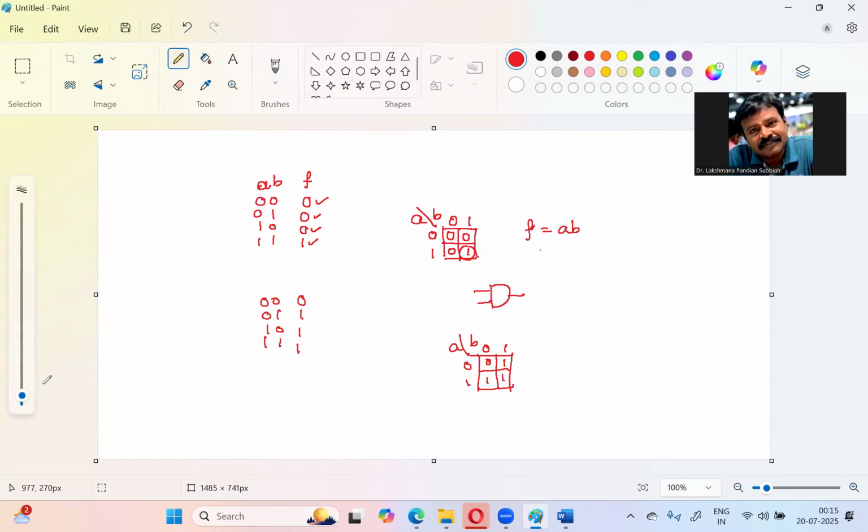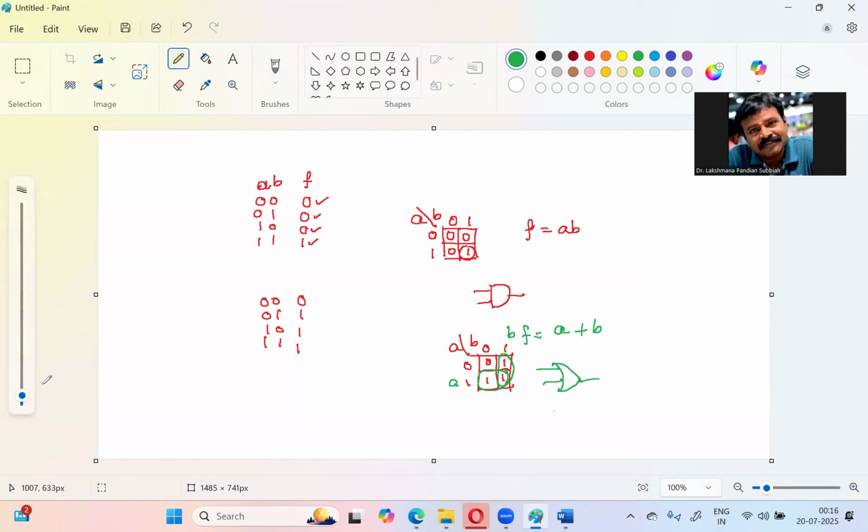Now what we are going to do is form two pairs. One is one pair, and this one is another pair. For this pair we have B, for this pair we have A. So the result is one term A plus another term B. So the function is F equal to A plus B, which is nothing but an OR gate.